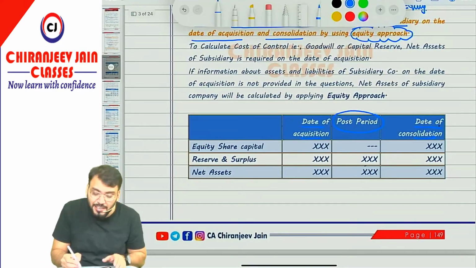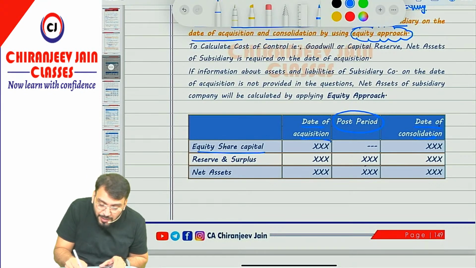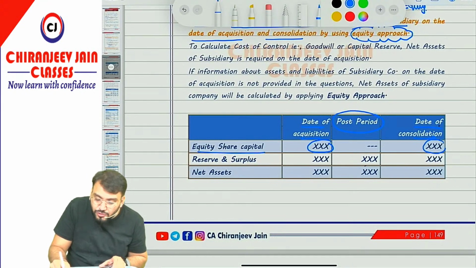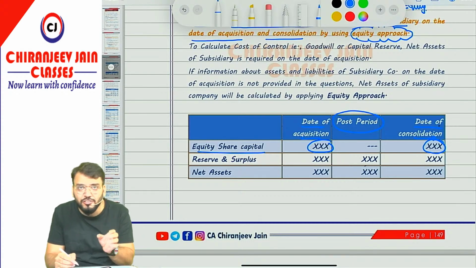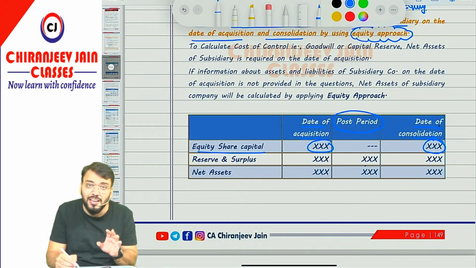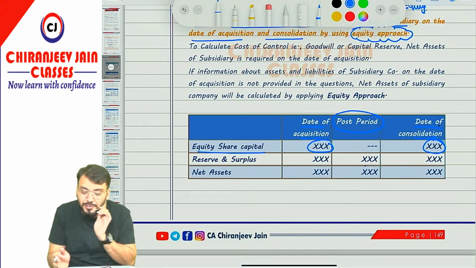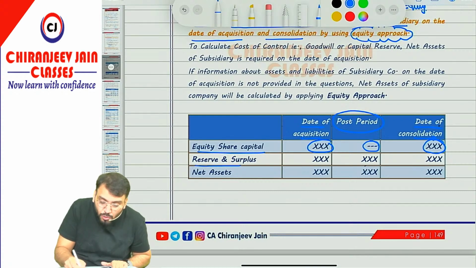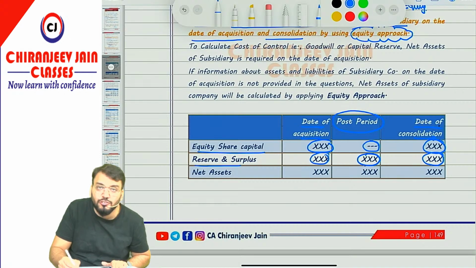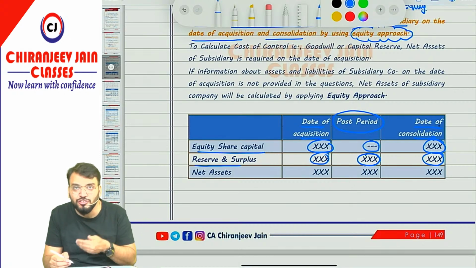So how to calculate net asset? We write equity share capital on the date of acquisition and on the date of consolidation. Normally as per examination questions, equity share capital on the date of acquisition and date of consolidation will remain the same unless there are some bonus shares. If there is a bonus share, it may change. Correct? But if there is no bonus share, we will always assume equity share capital on both dates is the same. Therefore, the difference will be nil. Then we write down reserve and surplus on the date of acquisition and on the date of consolidation, and the difference will be known as post acquisition profit. Correct?